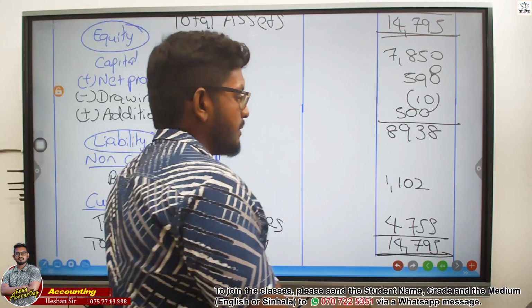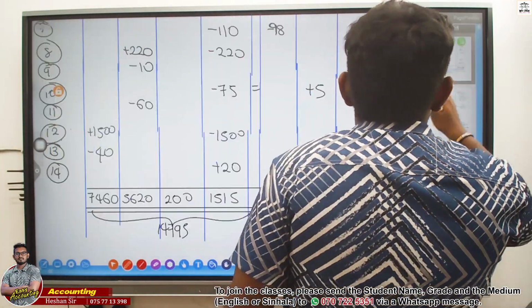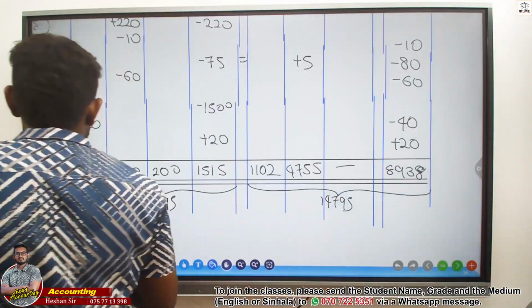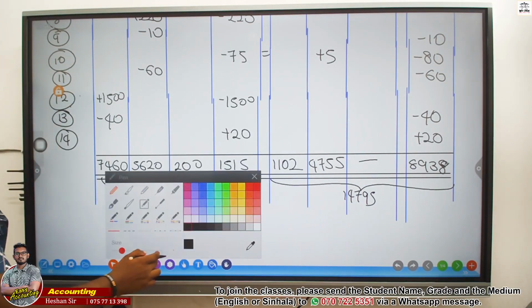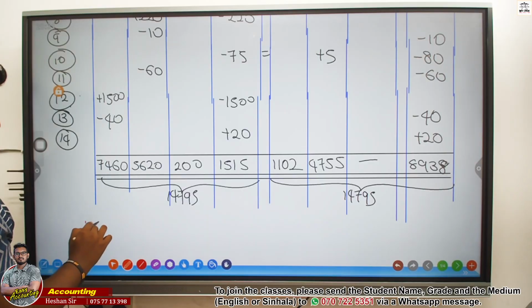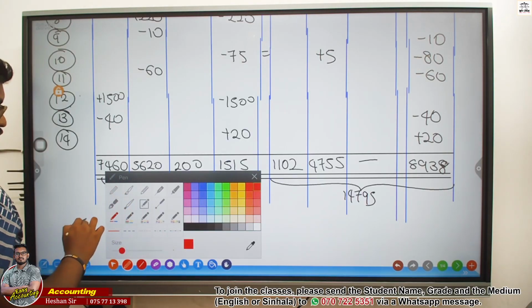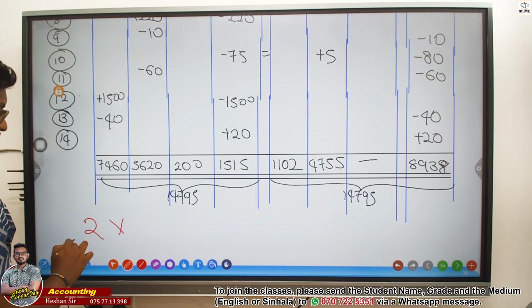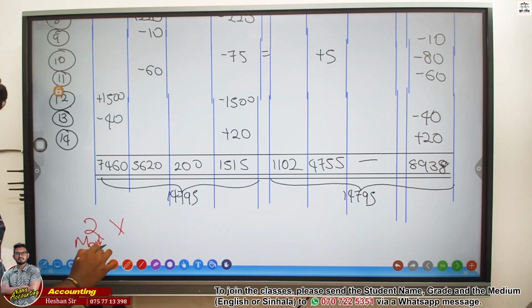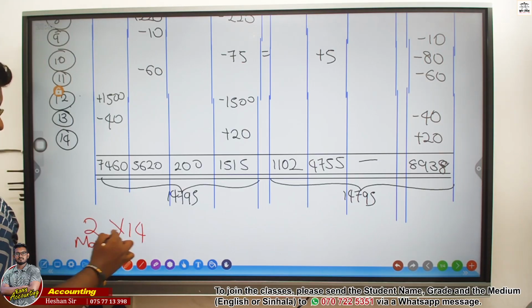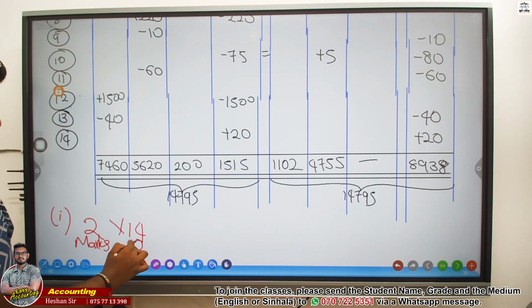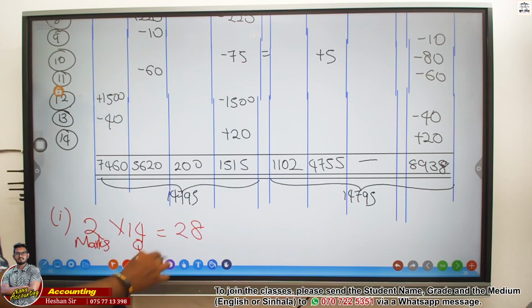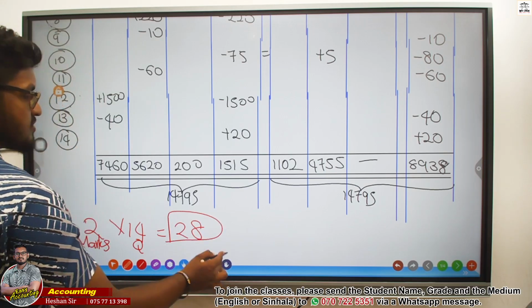Now remember, there are 14 transactions. For each transaction, we gave 2 marks. 2 marks into 14 in Roman number 1 questions, which means 28 for the first one, right? 2 marks.